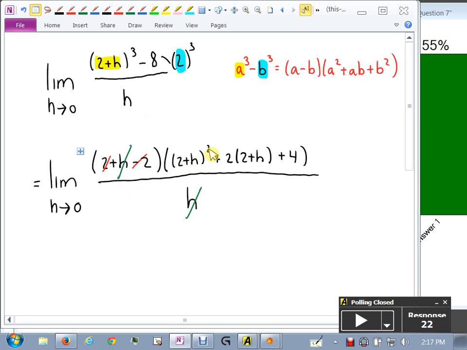This would be 2 squared, 4. This would be, what, 2? So 4 here, and then 4. 4 plus 4 plus 4 is 12, so you get the same answer. Same result.